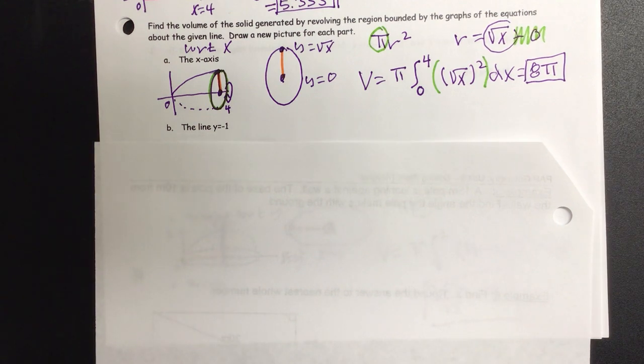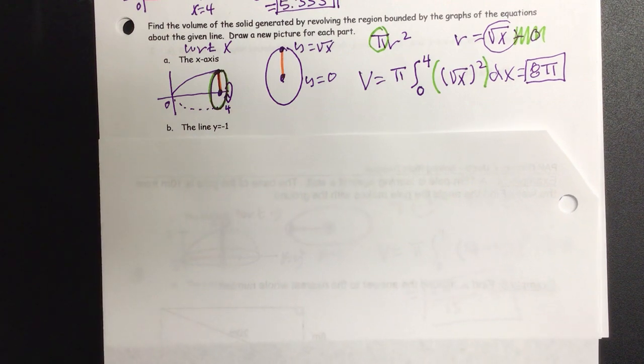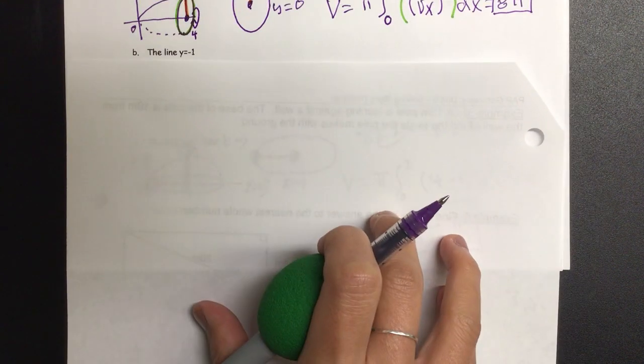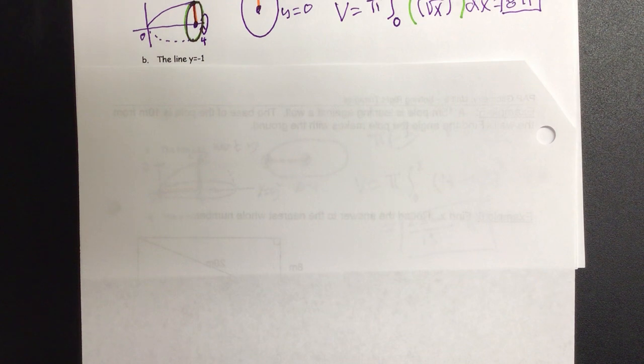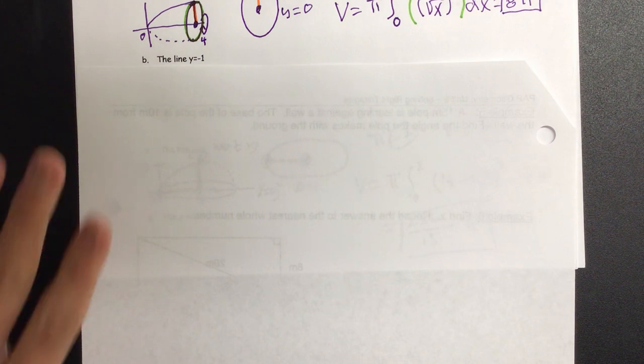Okay. When I go over B, you're going to be like, what just happened? So just bear with me. What are we rotating it about on this one? Y equals 1.